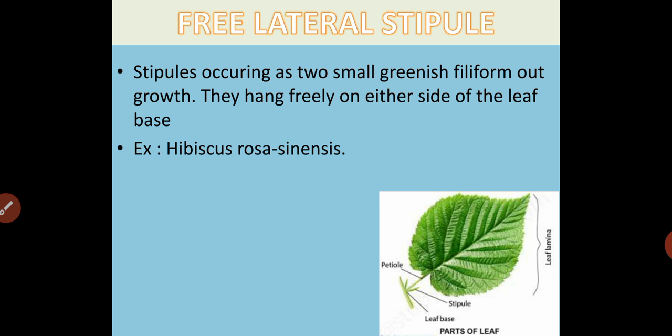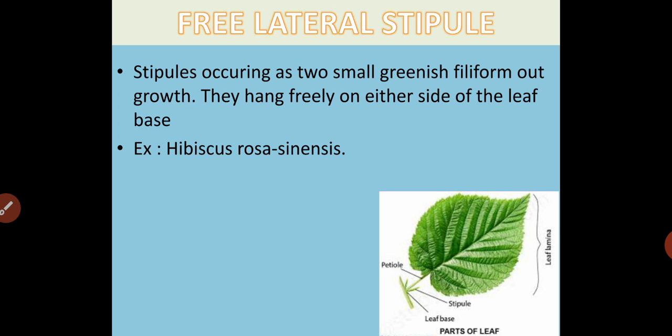Free lateral stipule. If the stipules occur as two small greenish filiform outgrowths, they hang freely on either side of the leaf base. Then such stipules are called free lateral stipules, as seen in case of Hibiscus rosa sinensis.